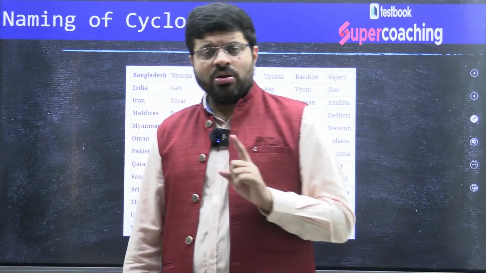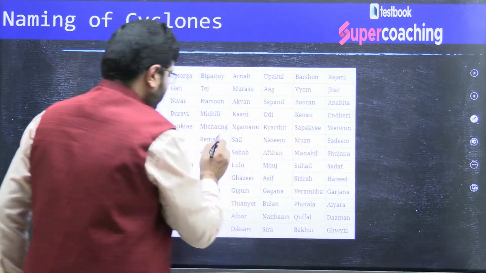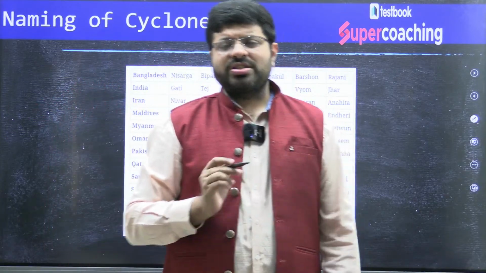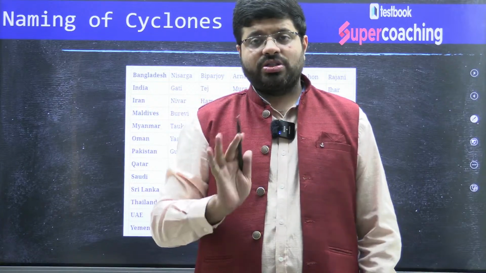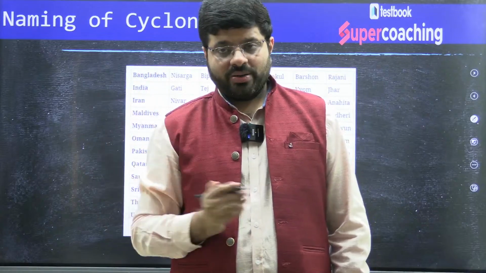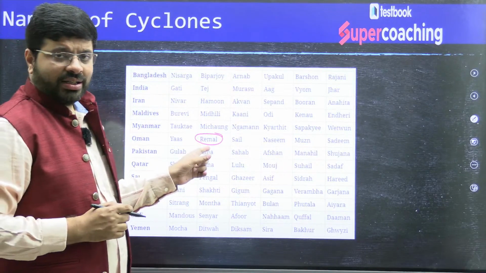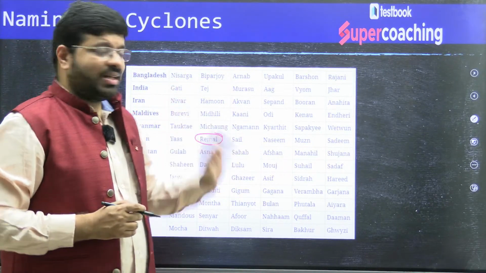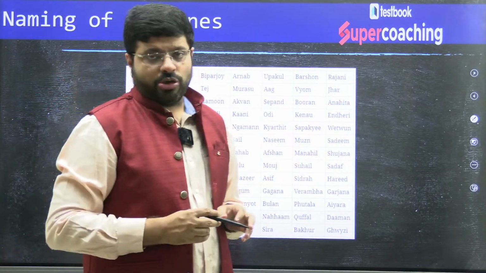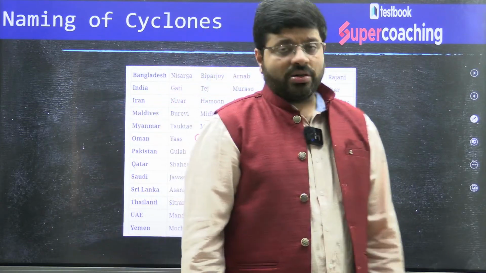This is the first cyclone, Remal. And the naming: whenever the wind speed of a cyclone which developed in the northern Indian Ocean, that is the Bay of Bengal and the Arabian Sea, crosses 62 kilometers per hour, we'll call it a cyclone, and that is when a name would be given to it. Until the wind speed reaches 62 kilometers per hour, the name is not provided. After reaching it, you do provide the name.